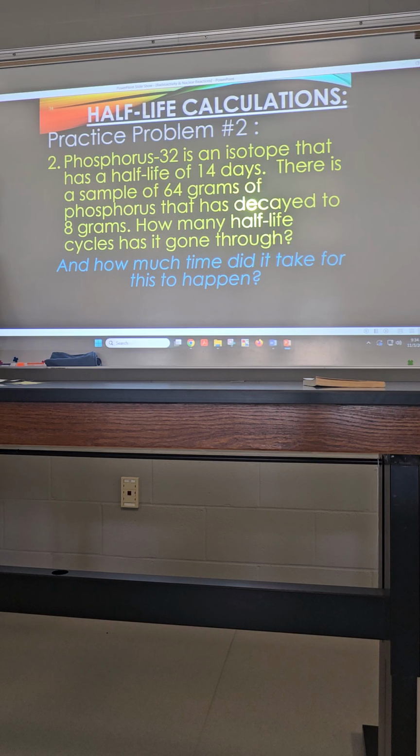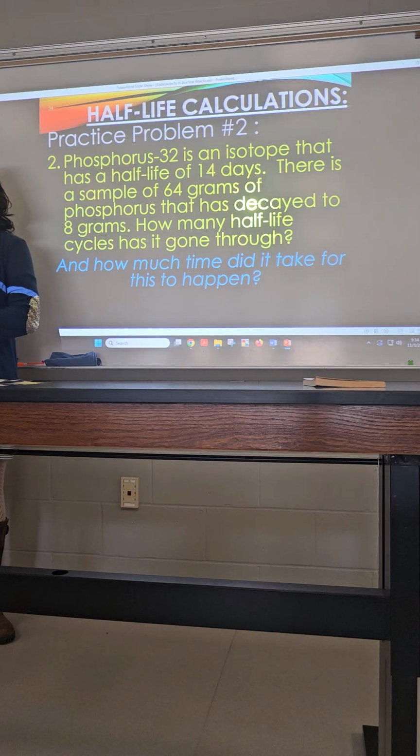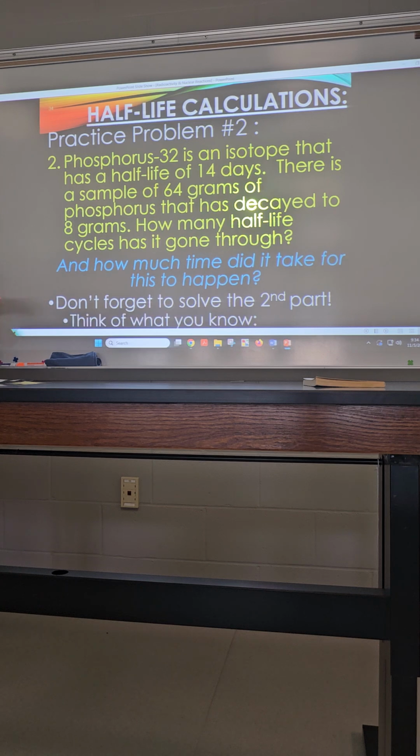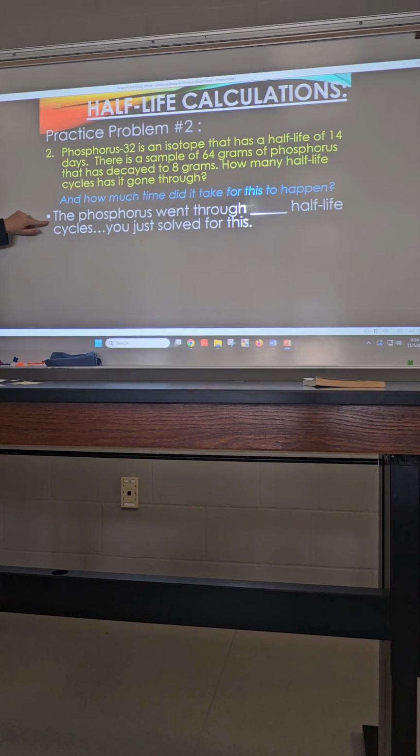Close. 14, 14, 14, so what do we want to do? Multiply, right? So 14 times 3, right? And that's what we do. We think of what we know. How much time did it take for this to happen? Cypress told us it was 14 days. So this phosphorus went through 3 half-life cycles. That's what we just solved for.